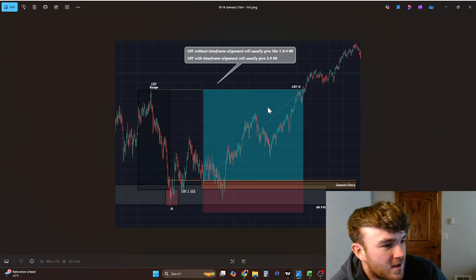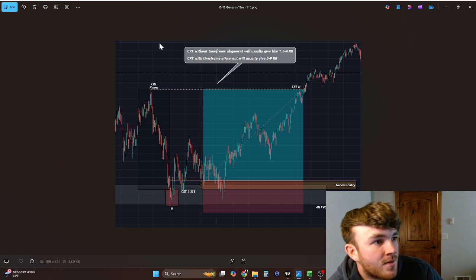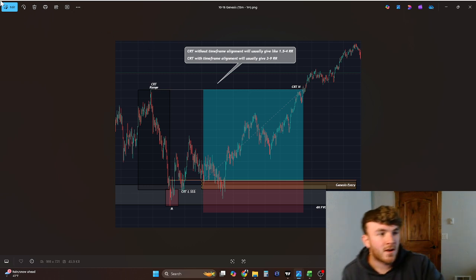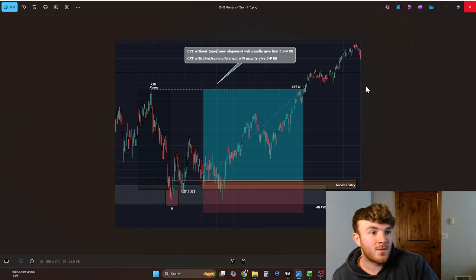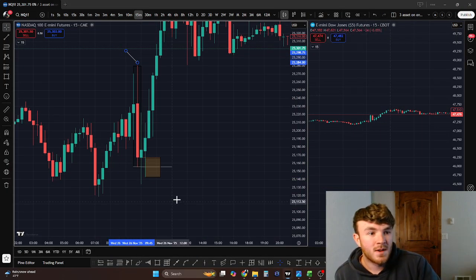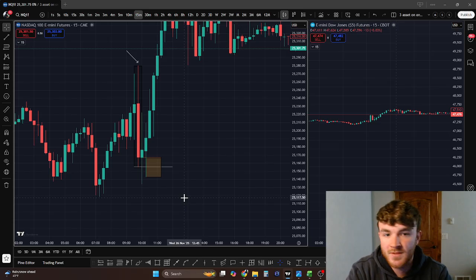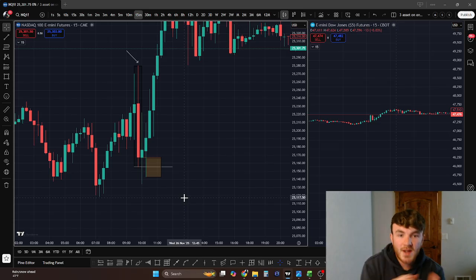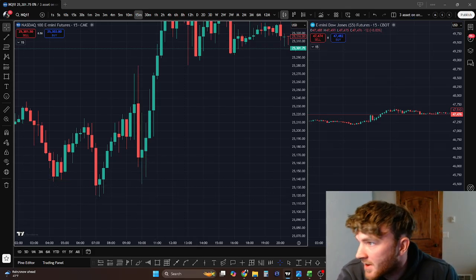This one was like 2.5R, and yeah, the regular version without time frame alignment will give anywhere from 1.5 to 4R. Next, I guess that finishes the CRT portion without time frame alignment. Now, I'm going to go over how you can align time frames, and you can get an even crazier, higher RR sniper entry, and I'll get into that in a second. But first, I want to talk about how you could have determined bias.